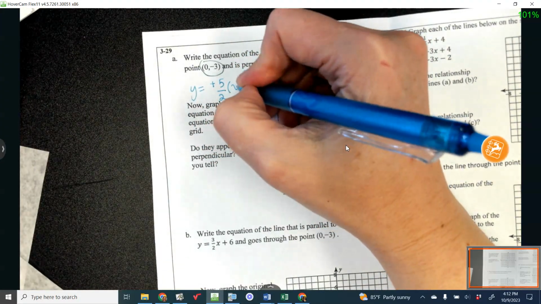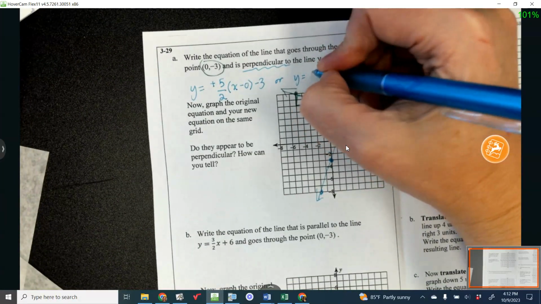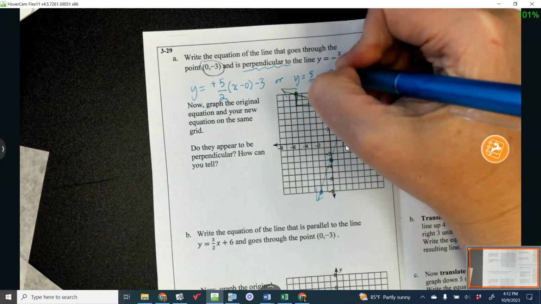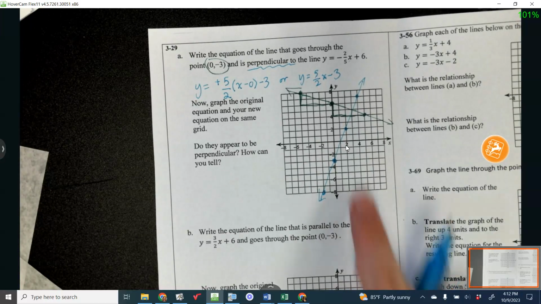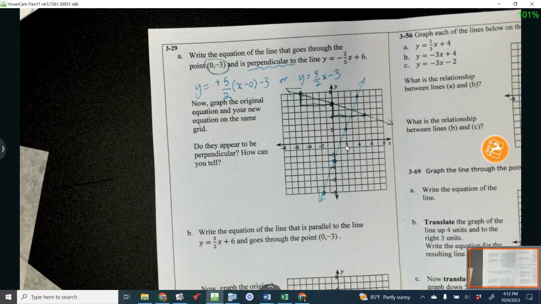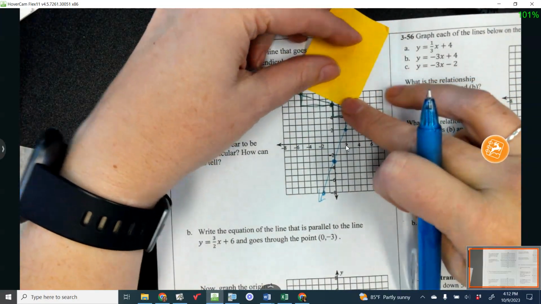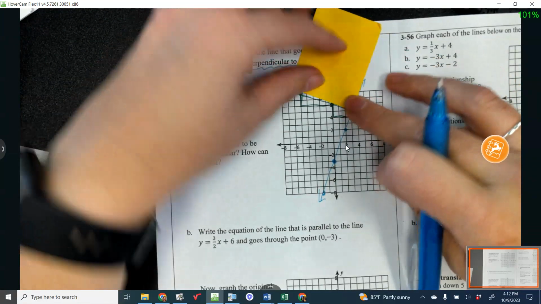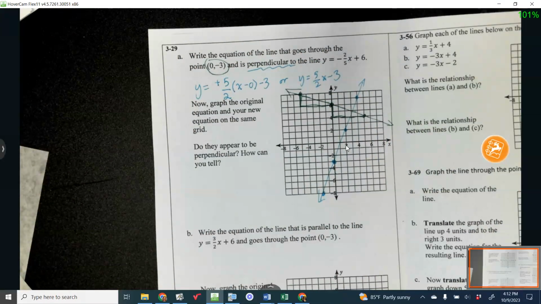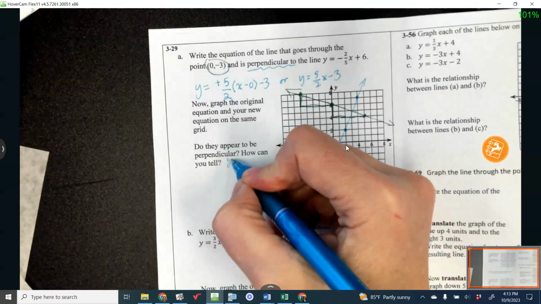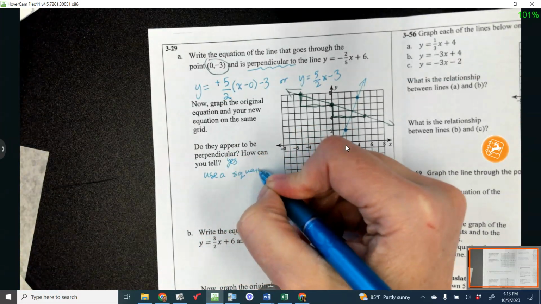And I can use point slope form or slope intercept form. Both of those are fine. Okay, do they appear to be perpendicular? I think so. How can we tell? This is what, again, I call the post-it note test. Take a post-it note, I put it there and see, are they going to open up? This time I did a better job, and so yeah, they're going to be good. That's how I can tell. Use it.